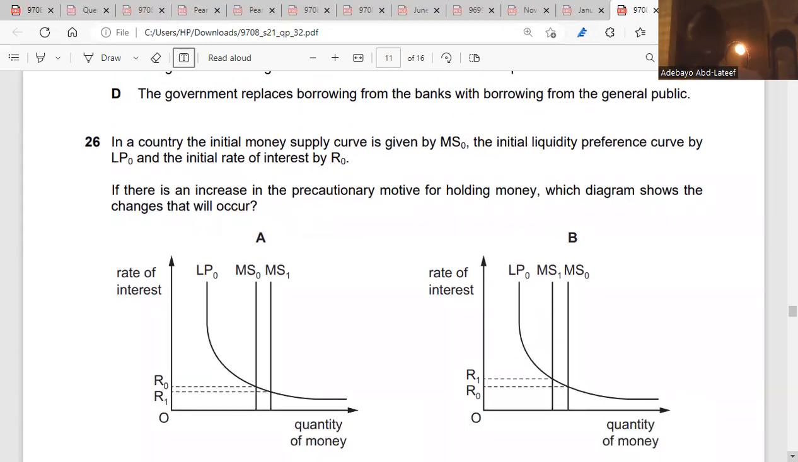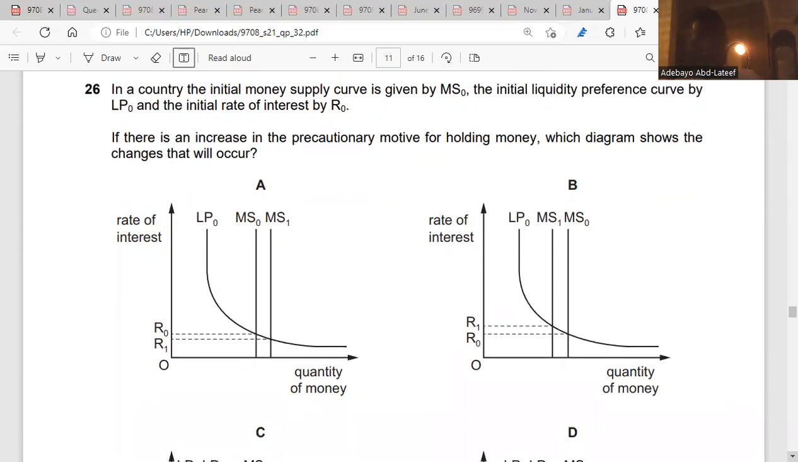26. In a country, the initial money supply curve is given by MS0, the initial liquidity preference curve by LP0, and the initial rate of interest by R0. If there's an increase in the precautionary motive, what is precautionary motive? That means we are thinking of not spending because of future occurrence. We don't know what could happen in the future. That is precautionary motive. Do you get the point? For holding money, which diagram shows the changes that will occur?